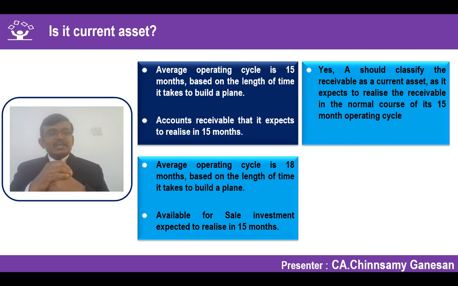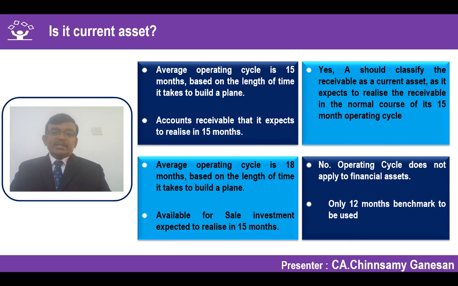What is the third condition? Whether it is expected to be realized within the next 12 months? No, it is expected to be realized only after 12 months, within 15 months. The third condition also failed. What is the fourth condition? Whether it is unrestricted cash or cash equivalent. Investment is not cash and cash equivalent. So naturally, all the four conditions are not satisfied by this. So an investment which is expected to be realized within the next 15 months should be treated as a non-current asset. It is not operating cycle because operating cycle is not applicable for a financial asset.